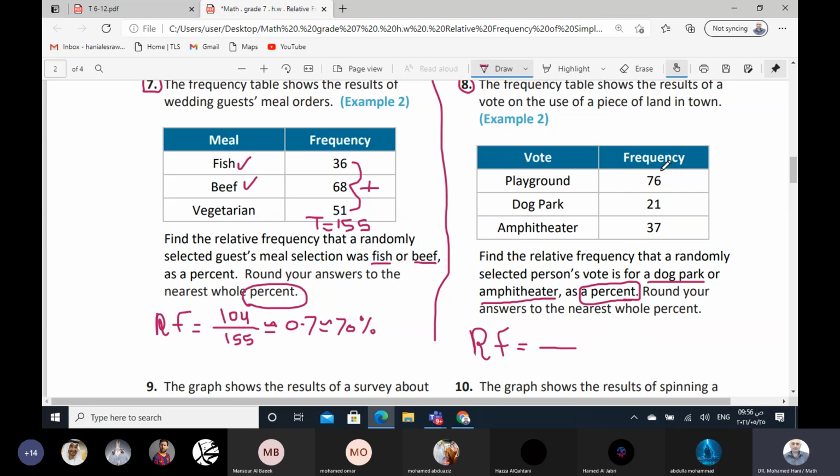Okay, check with me, please. The first step, find the total. 76 plus 21 plus 37 will be 134. Then we have dog park or amphitheater, which means 21 plus 37. The answer will be 58.